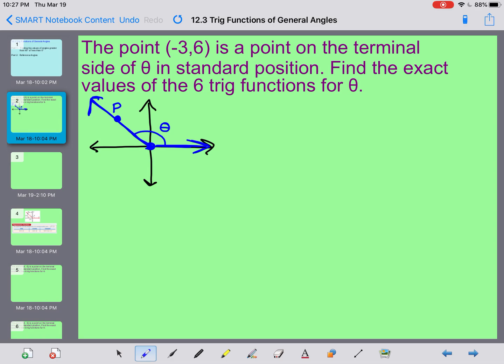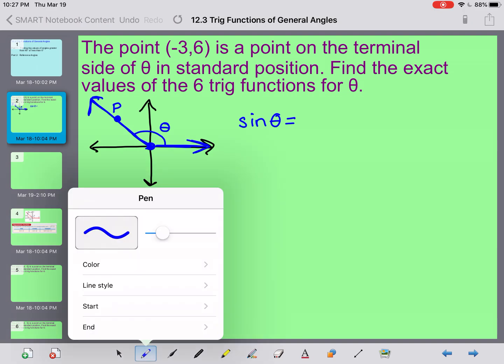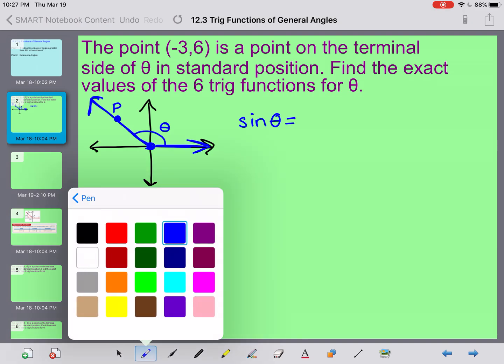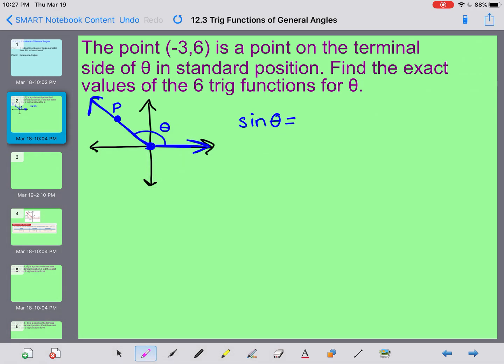Find the exact values of the six trig functions for theta. So I want to find sine of theta, cosine theta, tangent theta. And I can do this without knowing the actual degrees of theta. Sine is opposite over hypotenuse from SOHCAHTOA. This is a little bit confusing part here. In order to find sine of theta, we're actually going to use a different angle. We're going to use the angle in this space right here.